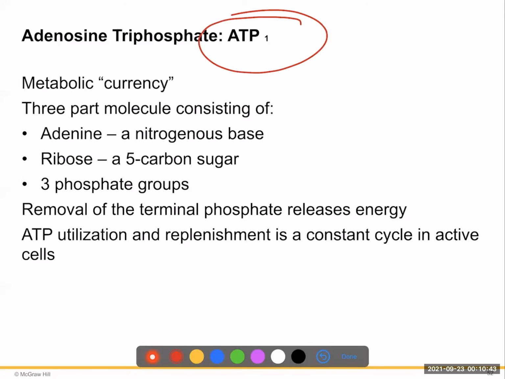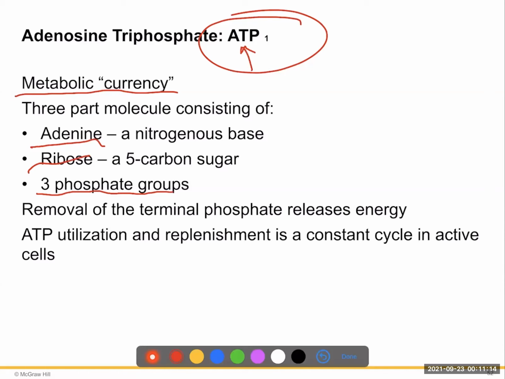ATP is the energy source for the entire body. It's metabolic currency. It's what we use to create energy for X to occur. And the molecule itself has 3 parts: adenine, the nitrogen base, ribose, which is just sugar, just like in RNA, okay, and 3 phosphate groups. So adenosine triphosphate. So there's 3 phosphate groups on it. The phosphate bonds are high energy bonds that can release energy when they're broken.